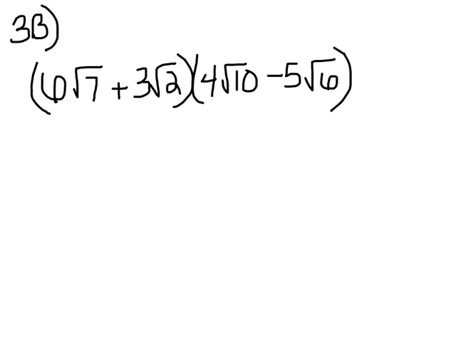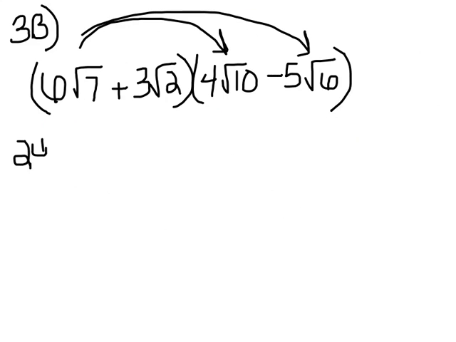In example 3b, we'll be multiplying a radical expression times a radical expression using the distributive property again. Remember that in example 3, we used a three-step process. We multiplied using the distributive property, then we simplified each term, and then we combined our like terms. As we multiply, remember that we're multiplying the outside numbers together, so 6 times 4 is 24, and we're multiplying the inside numbers together, so 7 times 10 is 70.